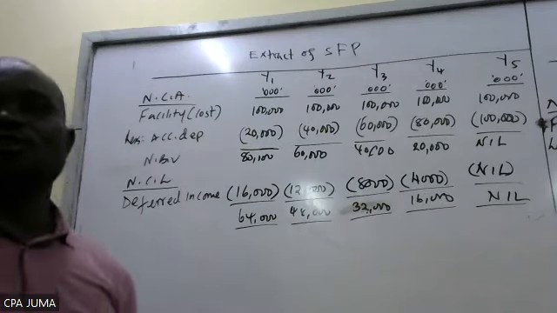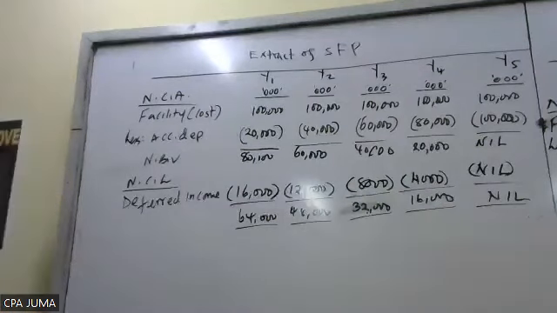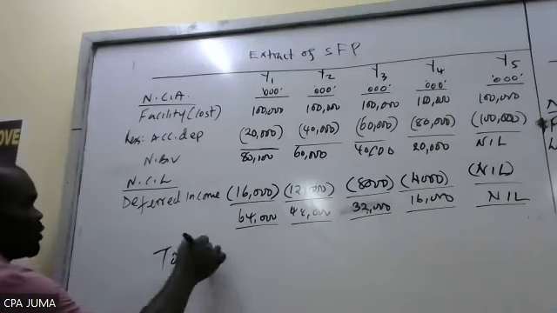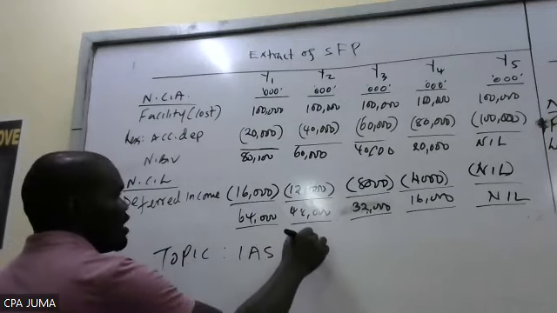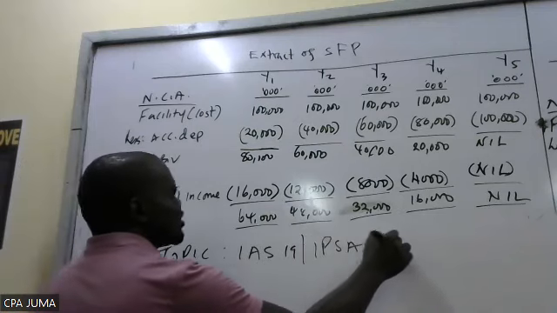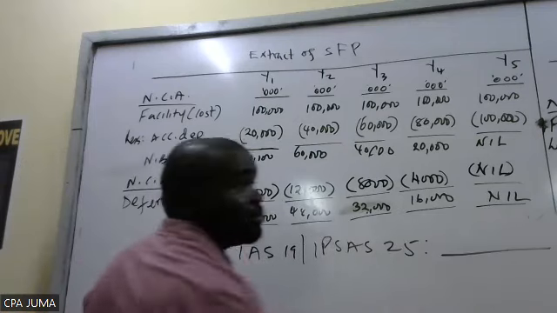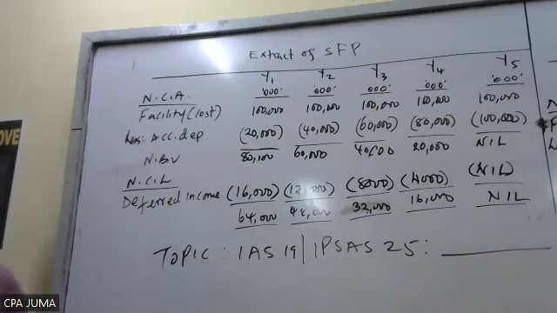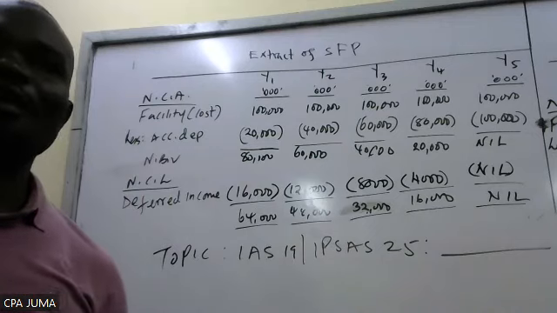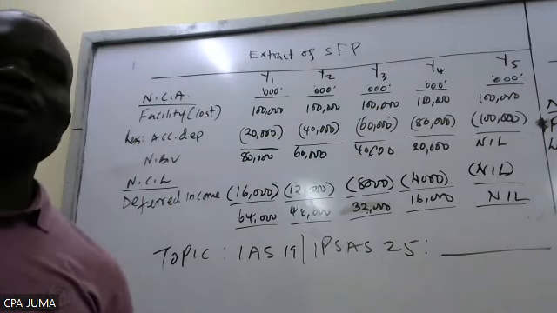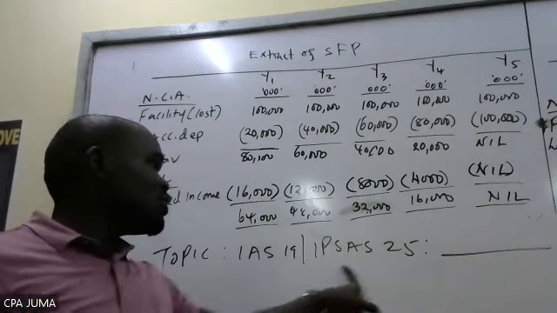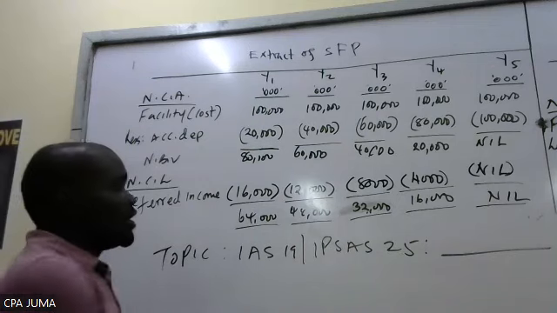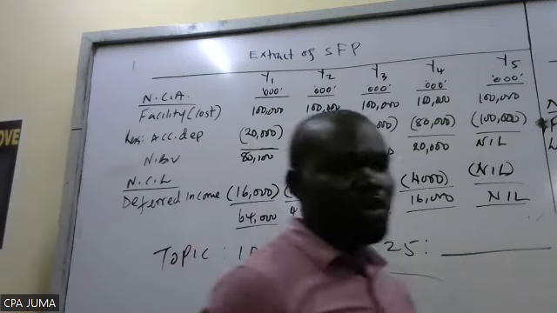That is the farthest I can go as far as that topic is concerned. We meet tomorrow for a new topic. I'm taking you to IAS number 19. For government, it is IPSAS number 25. IPSAS 25 or IAS number 19. That is our new topic for tomorrow.